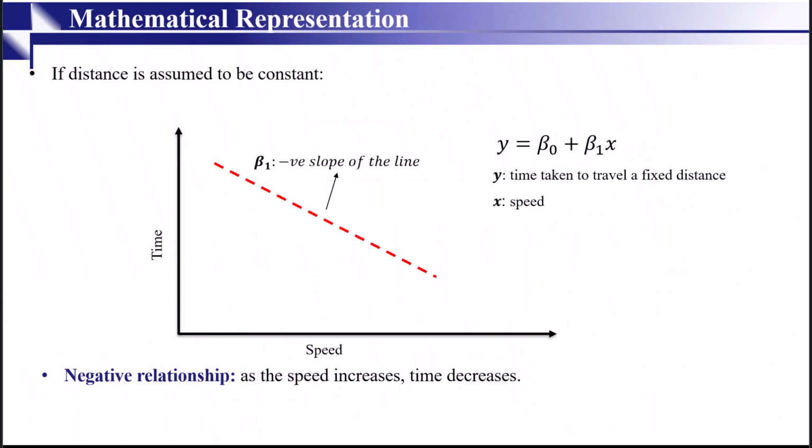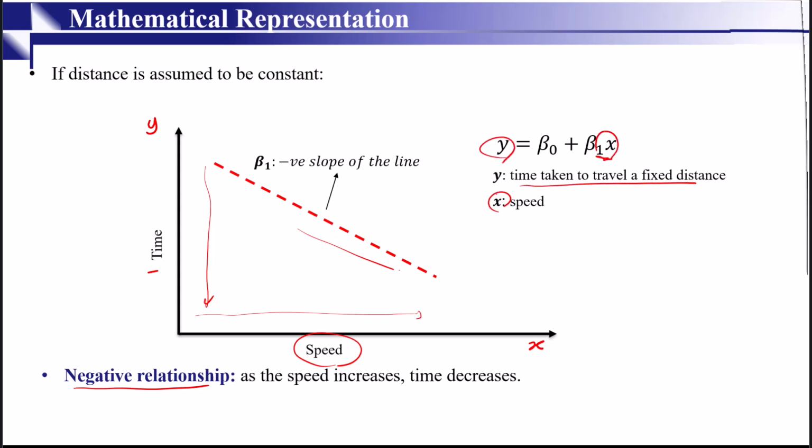As you can see here, x is speed and y is time. The value of x is increasing, but the value of y is decreasing. This is called a negative relationship, where y is the time and x is speed. So the time taken to travel is dependent on the speed.